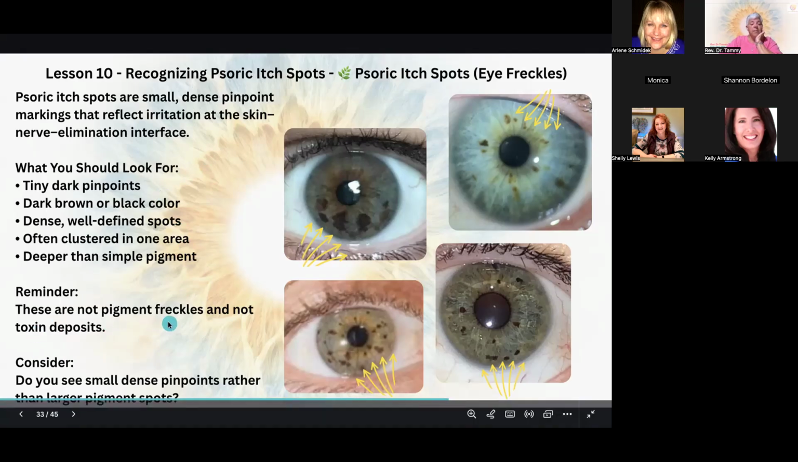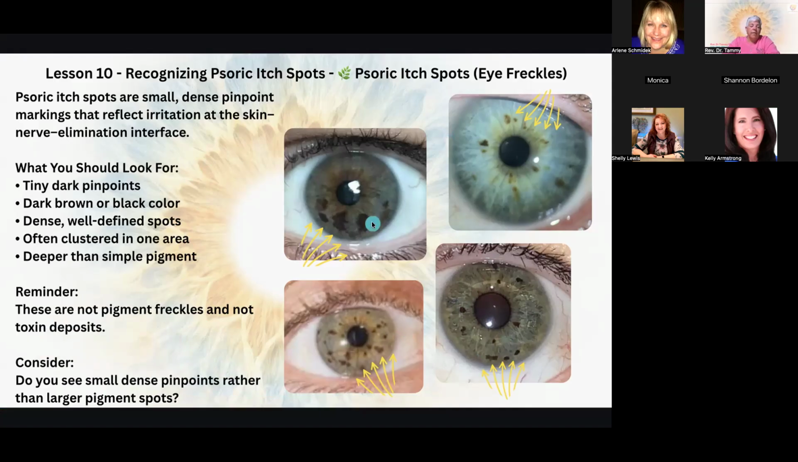So these aren't just pigment freckles and not just toxin deposits. If you see small dense pinpoints rather than larger pigment spots, you need to consider that. It's like these are little bitty teeny spots. Now the gal that I've told y'all the story with, and I need to find, I think I saw it the other day when I was going through some of my pictures, but when she came in, she had a blue eye and she had a spot, but it was a little bit different than this. It looked almost black.